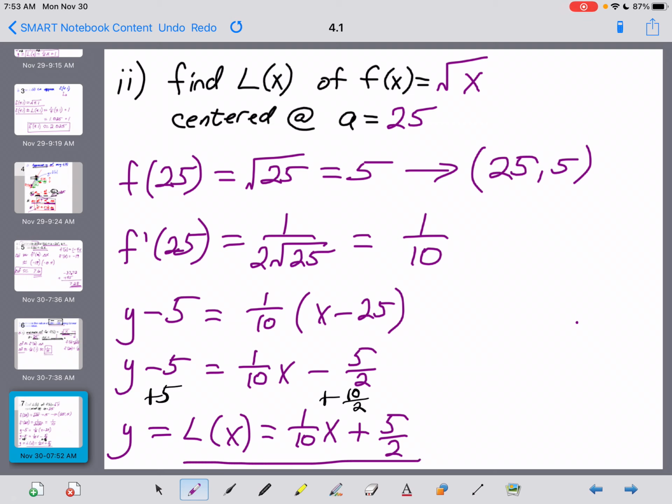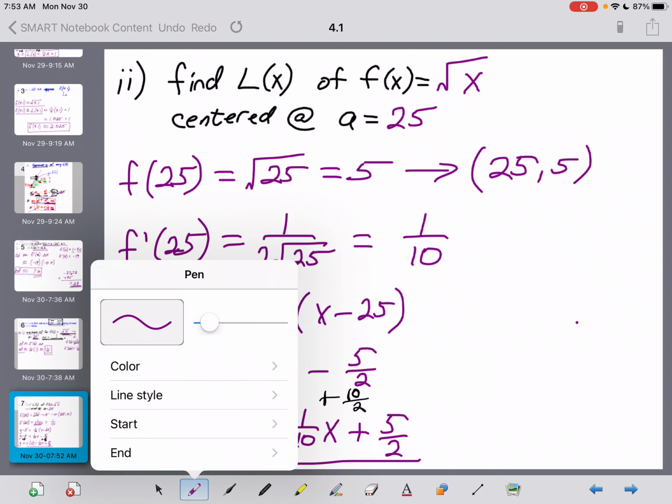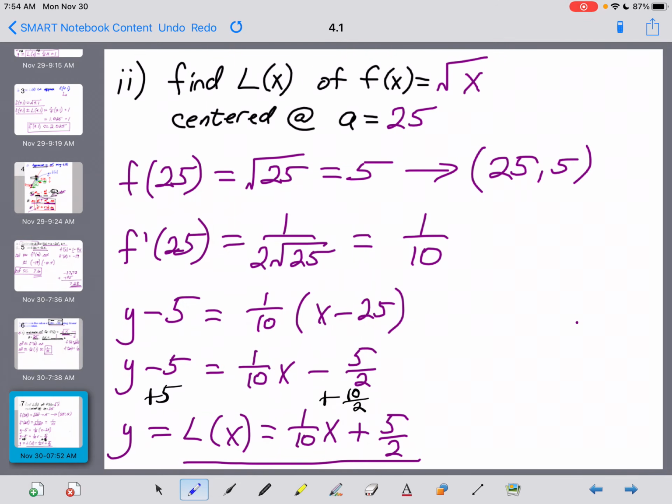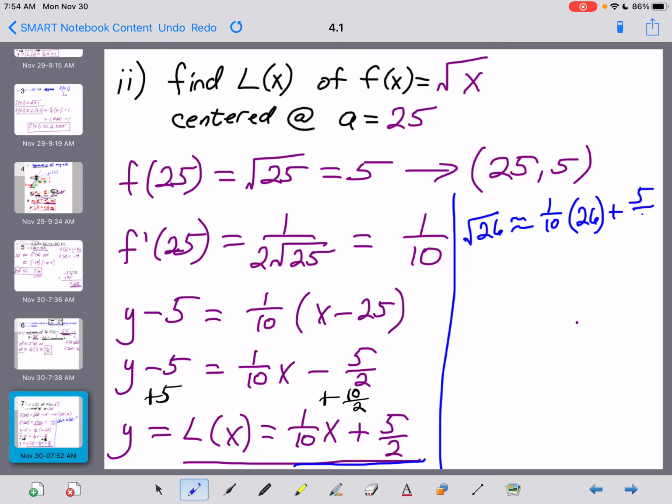Now, how does that help us? What we were really looking at doing here, guys, is coming up with an approximation for the square root of 26. So let me switch colors on you here now. I'm going to go blue, and we're going to say that the square root of 26 is approximately equal to, well, let's put a 26 into this function right here. That's going to be 1/10 times 26 plus 5 over 2. I'll keep it as a fraction because that's how we had the last answer.